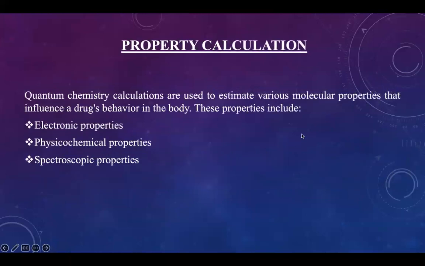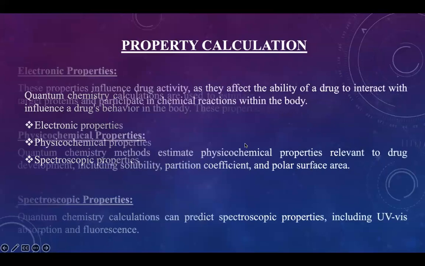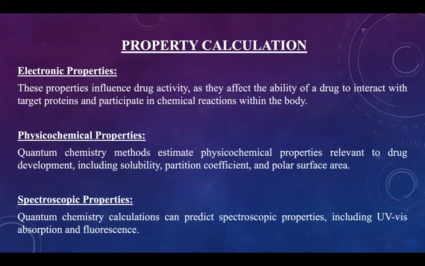Property calculation. Quantum chemistry calculations are used to estimate various molecular properties that influence a drug's behavior in the body. These properties include electronic properties, physiochemical properties, and spectroscopic properties. Property calculation. Electronic properties. These properties influence drug activity as they affect the ability of a drug to interact with target proteins and participate in chemical reactions within the body.